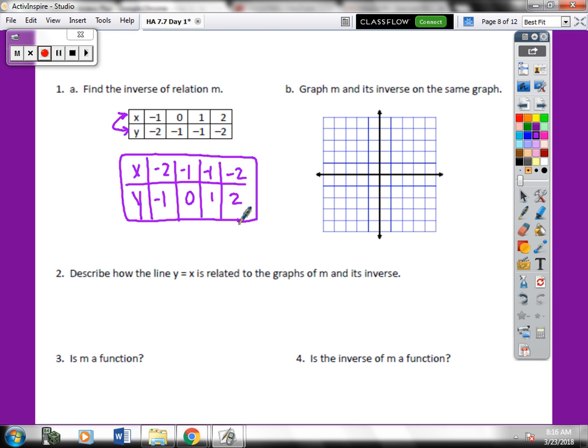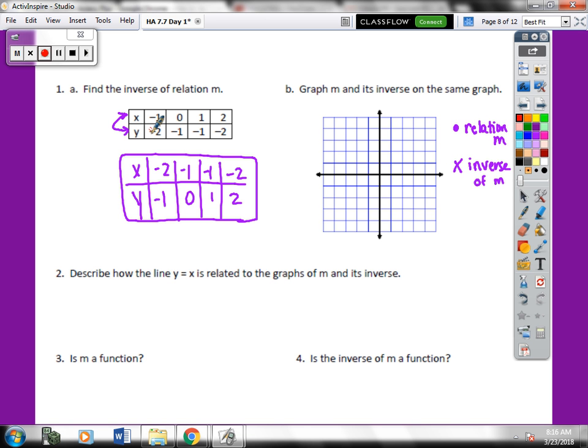they also want us to graph both of them on the same graph. So I'm going to let a solid point represent the relation M, and then I'm going to let an x represent the inverse. So instead of putting a dot, I'll put little x's so you can see the difference. It's hard to tell what's what on a graph. So let's graph M itself first.